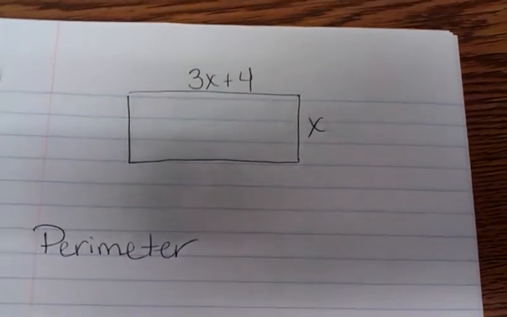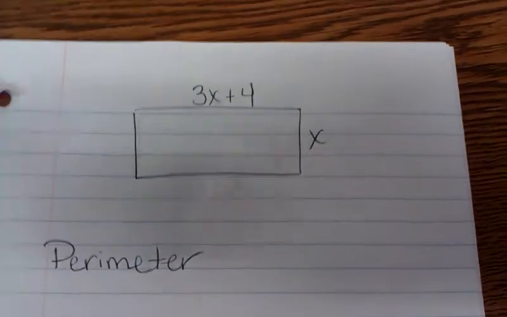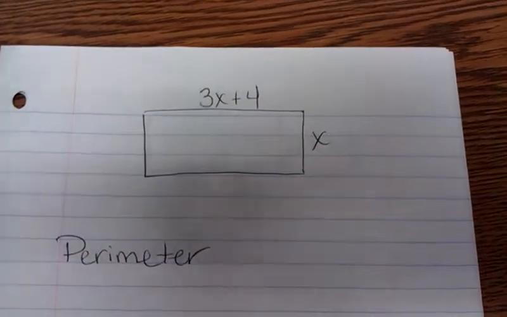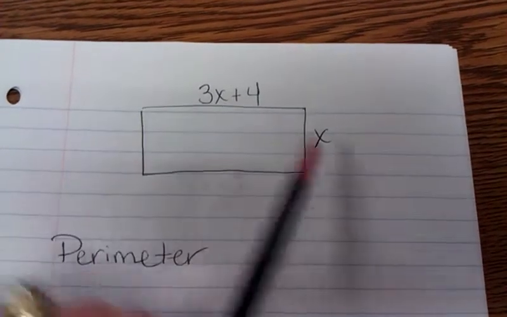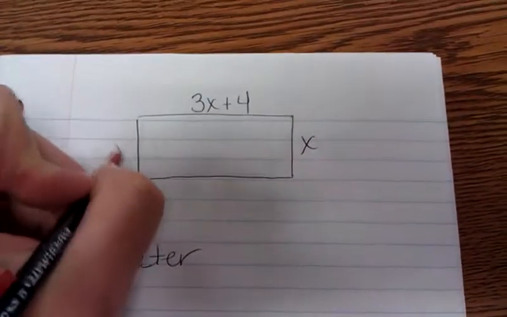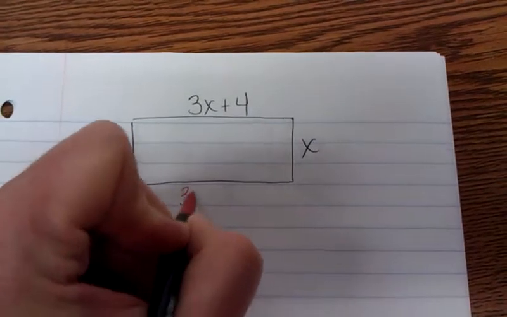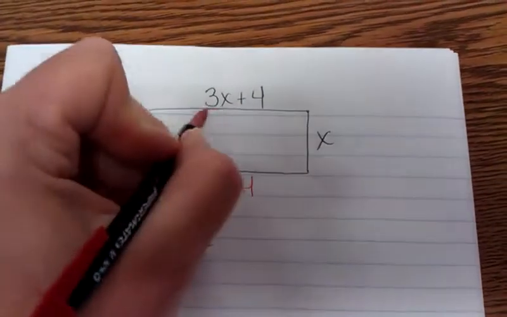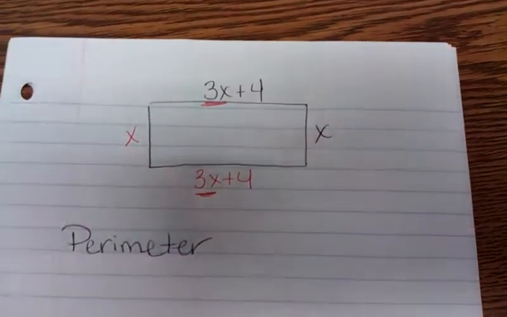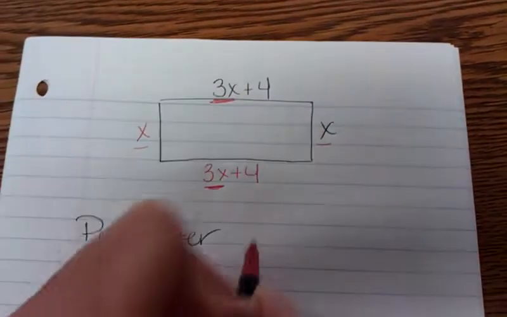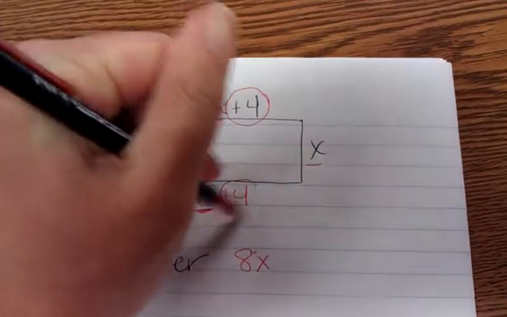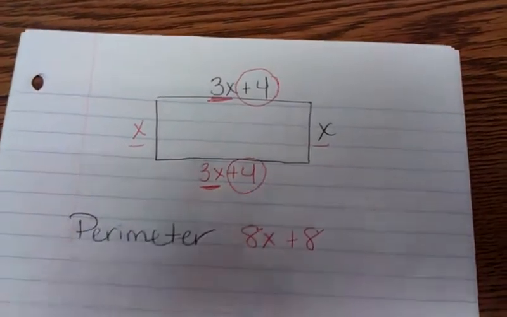Let's try another one. This time we have a rectangle. Now pause the video and find the perimeter. We know that for this box right here that each side is the same, so this is an x. This will be 3x plus 4. So my perimeter, add up all the sides, add up my x's. 3x and 3x is 6x, 7, 8. I have 8x. 4 and 4 is 8. So there's your perimeter.